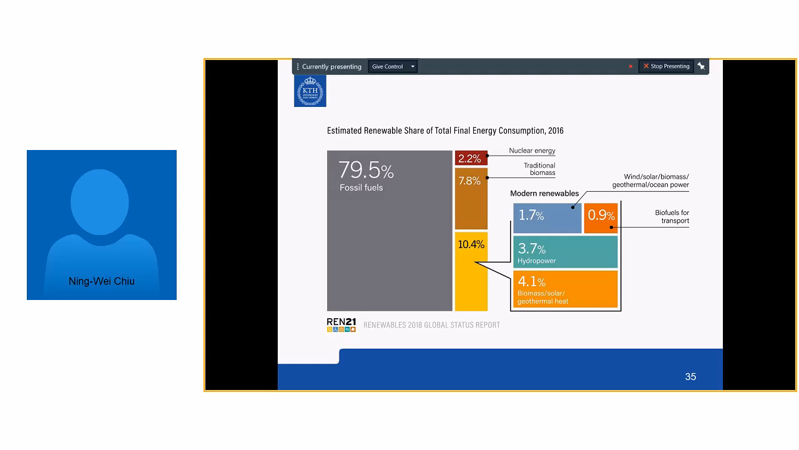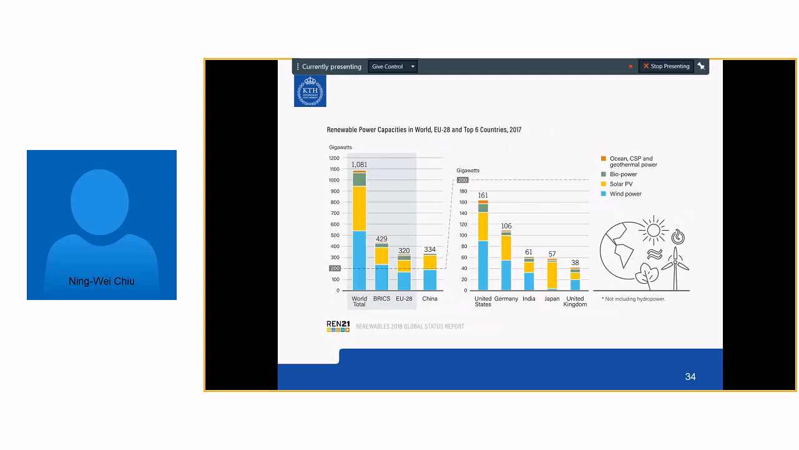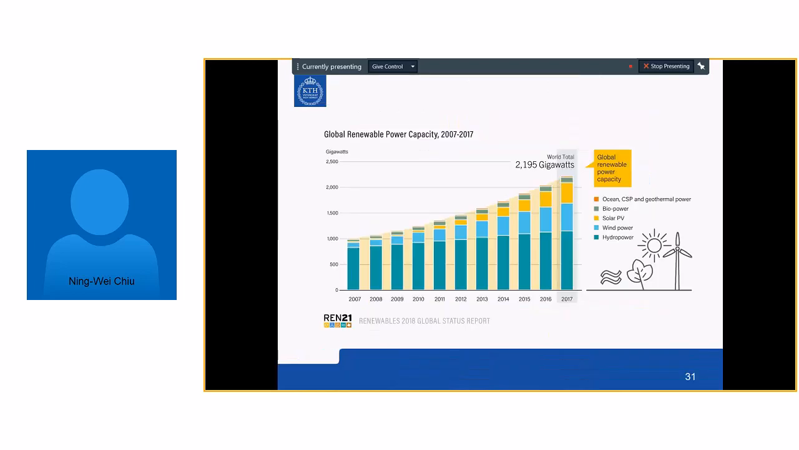Is there a reason why hydropower is excluded? Oh, because it's too large. Huh? It's too large. I mean, we didn't exclude it. We just excluded it in the picture. Okay. But here it is. It's just that it's easier to see while we take that away.